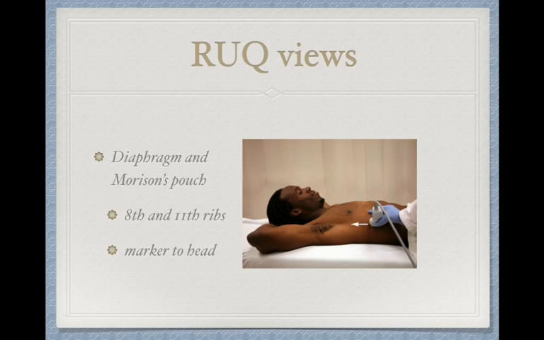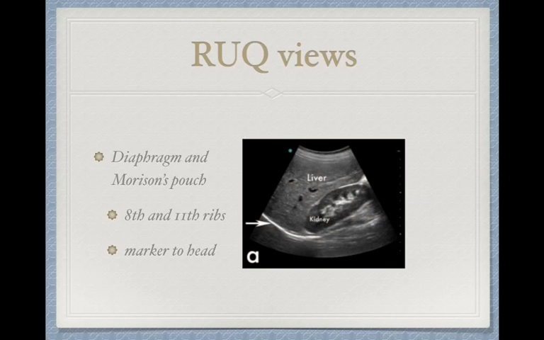So again, back to our right upper quadrant view, we're going to be visualizing the diaphragm and Morrison's pouch initially. This is around the 8th to 11th rib, marker towards the head, and this is our ideal image here. The arrow there is pointed towards the diaphragm. We've got the liver, the kidney, and if you remember in our physics lecture, we talked about how the diaphragm is a strong reflector. We have a mirror image here. You can see that this spine signal stops at the diaphragm, so that's a good indicator that there's no fluid up in that pleural cavity.